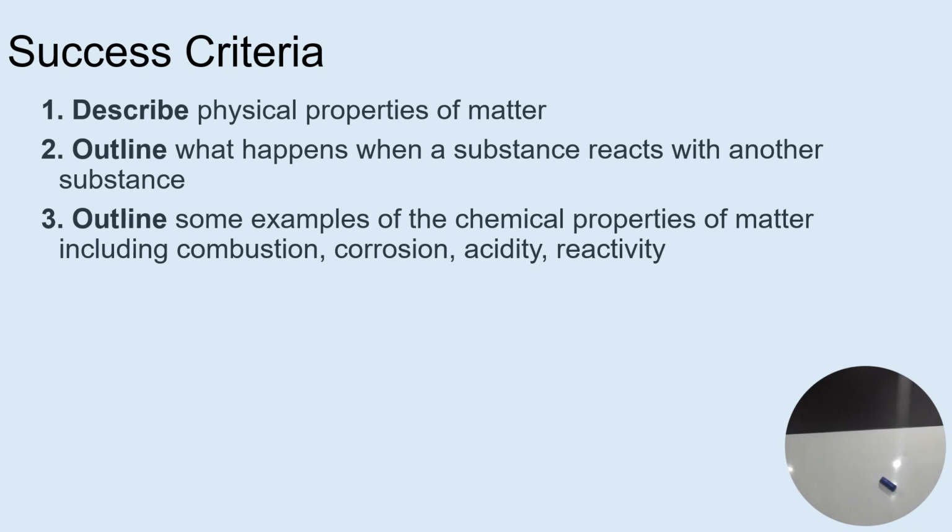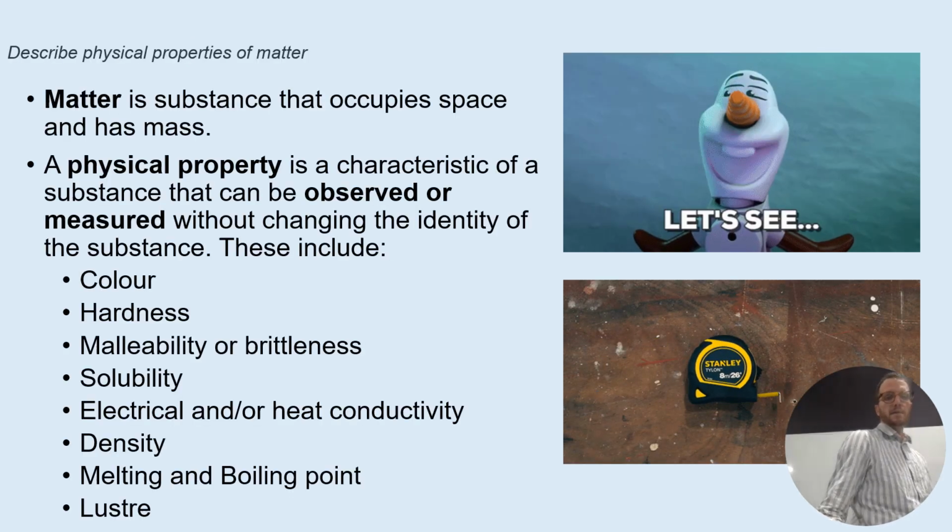Our 3 success criteria that we're exploring today include describing the physical properties of matter, outlining what happens when one substance reacts with another, and outlining some examples of chemical properties, including combustion, corrosion, acidity, and reactivity.